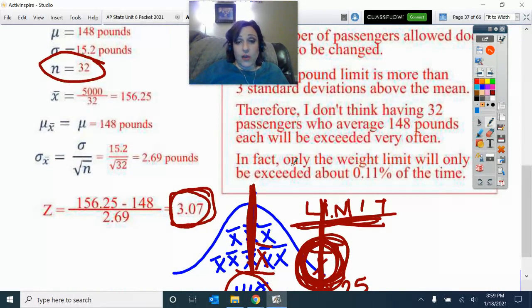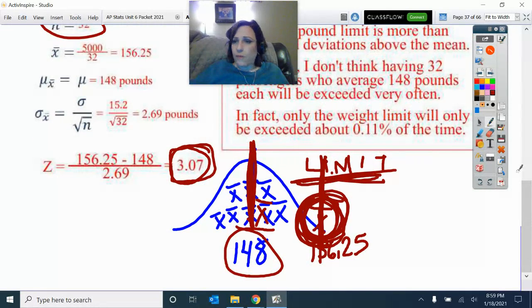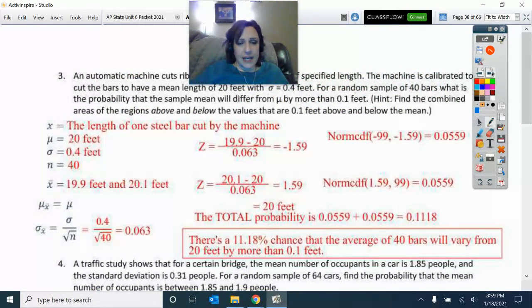In fact, the weight limit will be exceeded about 0.11% of the time. So I used normalcdf from this 3.07 out to infinity. That looks pretty good. So there you go. All right, next.